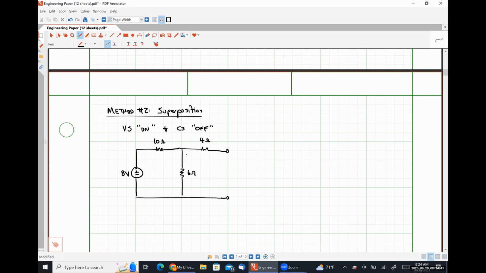Now I'm going to identify my response, Ix here, and I'm going to call this Ix prime because this is my first iteration of applying superposition, okay? So if I were to analyze this particular circuit, what would Ix prime be? Somebody tell me how to do it. Why has nobody told me how to do it? This should be really easy.